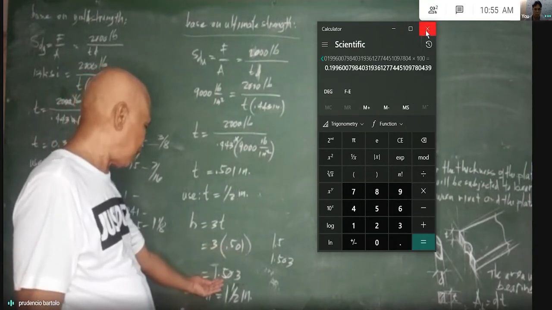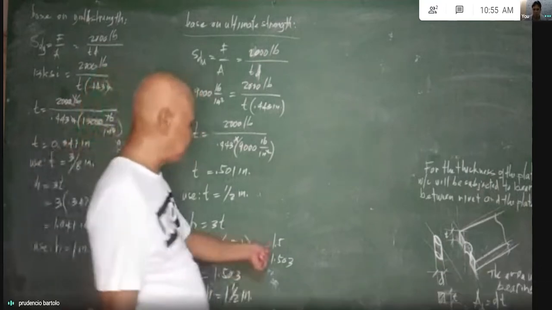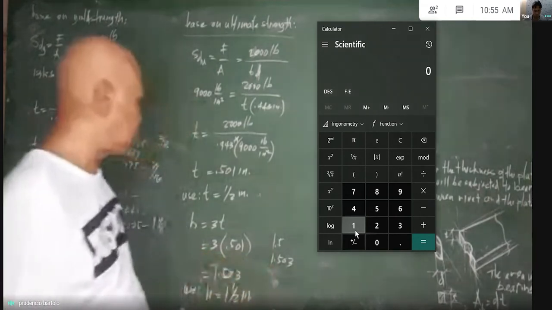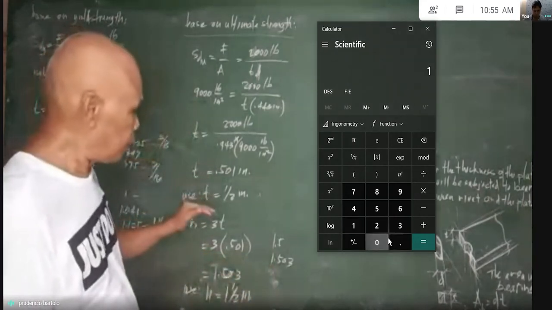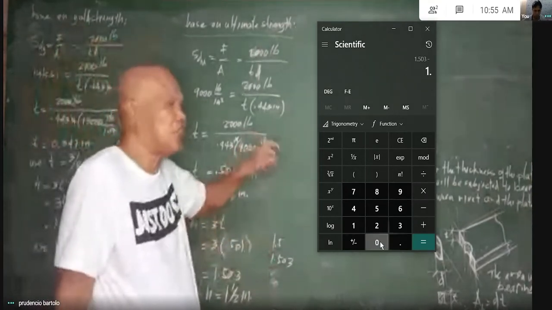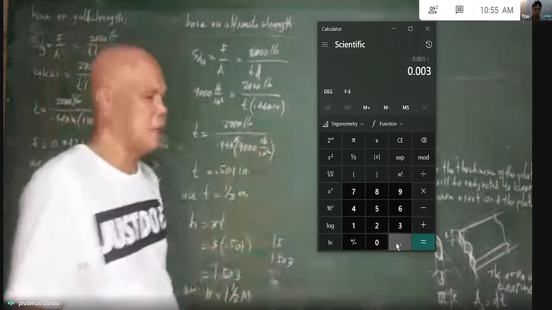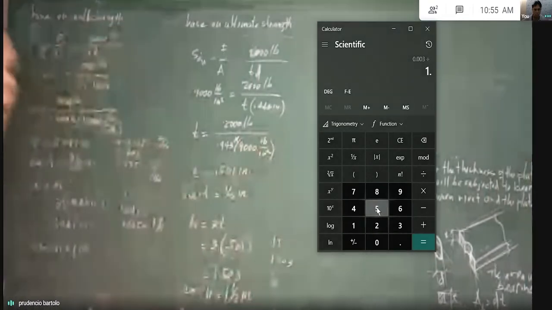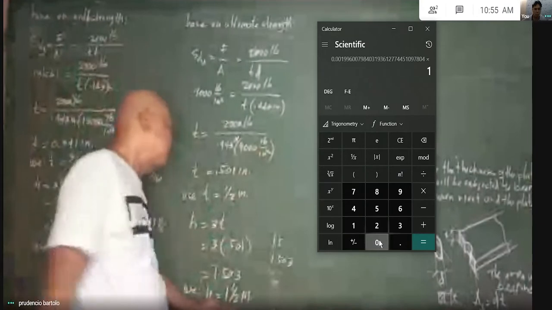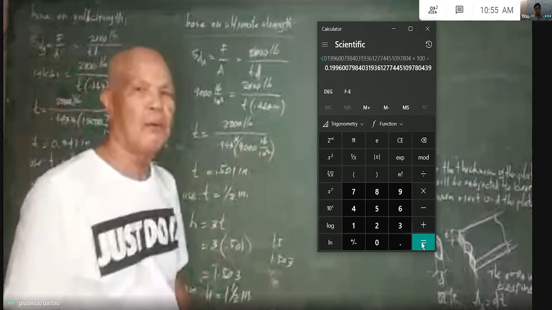Then x is equal to 3 by 5.501, or 1.503. Again, the lower value is 1.5, and the computed value is 1.503. Subtracting 1.5, the difference of 0.003, divided by the full number, will be less than 4%. So we can use the lower value, therefore x is equal to 1 1/2.